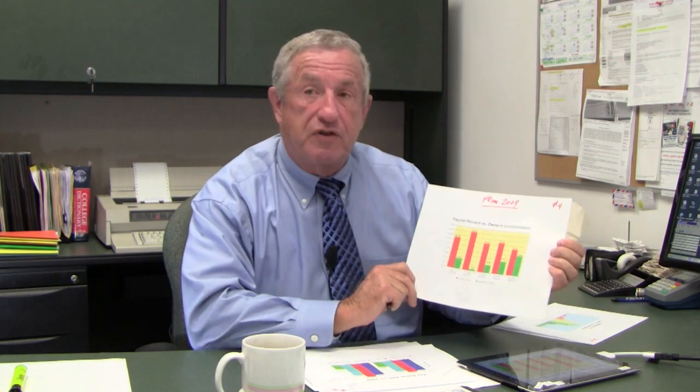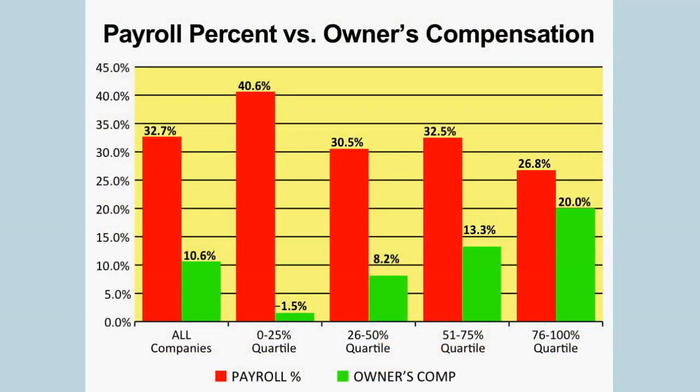Okay, my next slide is taken from the benchmarking study, the financial operating ratio study that we did for NAQP and APL, and it's payroll percentages versus owner's compensation. Once again, we're going to compare quartiles. As I've mentioned before, if we take a look at all companies, the average payroll cost is 32.7%, leaving the average owner in the industry with 10.6% owner's compensation.